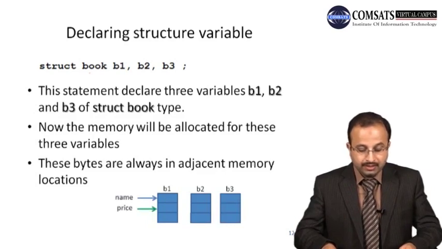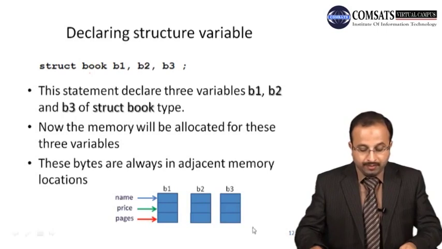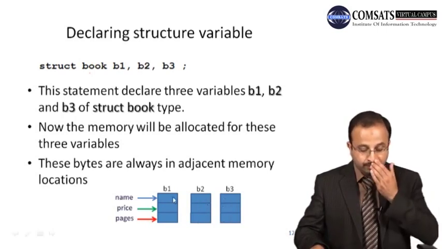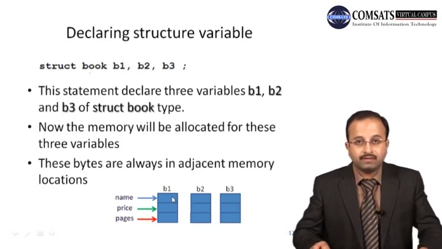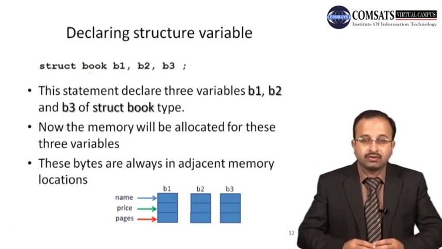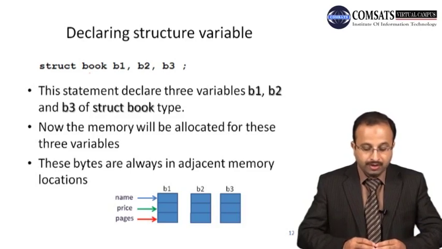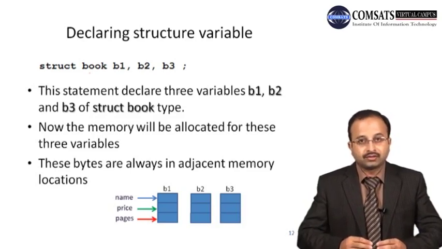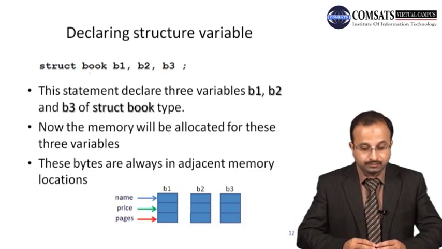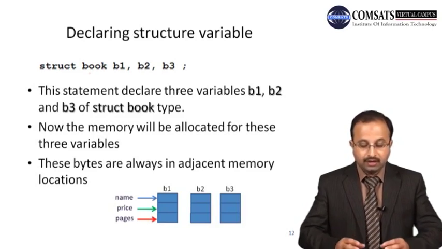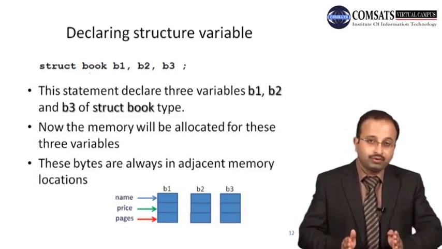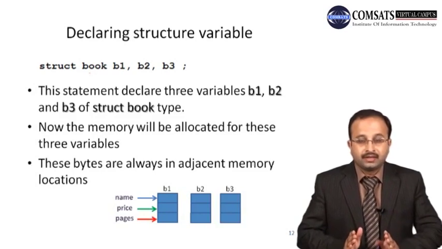Name, price and pages. Similarly for b2, name, price and pages, and b3, name, price and pages. So for b1, the memory allocated to its elements will be adjacent. Name gets memory allocated, and after that price gets memory, and pages also gets memory allocated. That is b1. Similarly, b2 and b3. You can see now the record for one book is at one place.